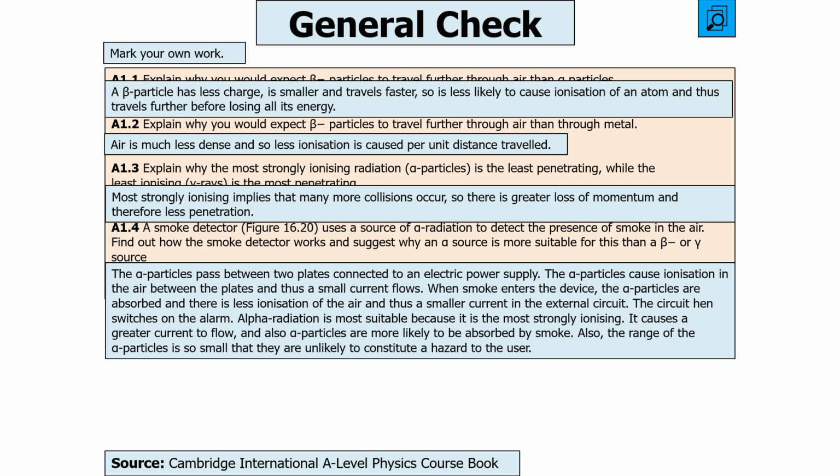Now, for a smoke detector, alpha particles pass between two plates connected to electrical power supplies. The alpha particles cause ionization in the air between the plates, and therefore a small current will flow. When the smoke enters the device, the alpha particles are absorbed, and there's less ionization of the air, and there's a smaller current in the external circuit. The circuit then switches on the alarm. Alpha radiation is most suitable because it's most strongly ionizing. It causes a greater current to flow, and also alpha particles are more likely to be absorbed by the smoke. Also, the range of the alpha particles is so small that it's unlikely to constitute a hazard to the user.